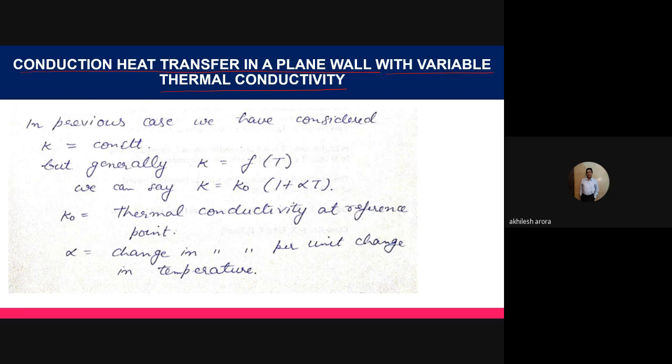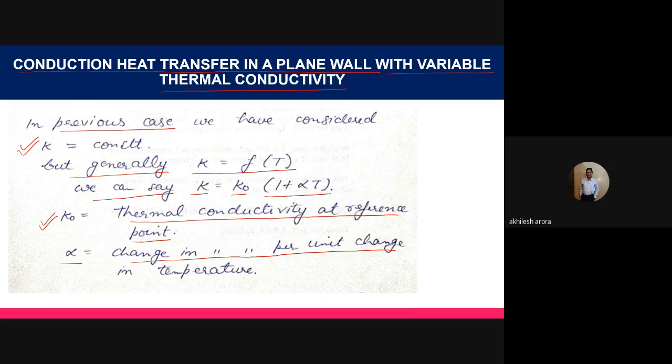So K was constant in the previous case, but generally K is a function of temperature. We can say that K is equal to K naught into 1 plus alpha T, where K naught is the thermal conductivity at some reference temperature, and alpha is the change in thermal conductivity per unit change in temperature. So this is the final value of the thermal conductivity, and you can see it is a linear variation in the value of K.